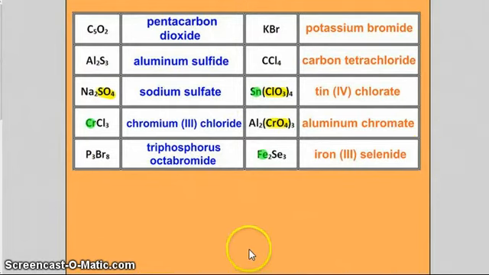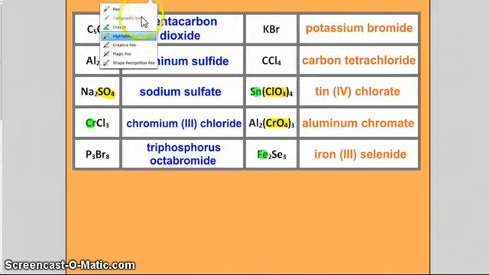You can see I highlighted a couple things. I highlighted the polyatomic ions. Hopefully you recognize those correctly. Chromium, tin, and iron, those three were B elements, so all three of those needed us to figure out which ion was being used. And so hopefully you figured that out correctly.